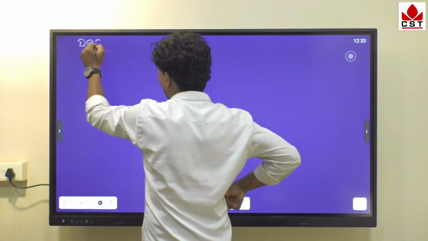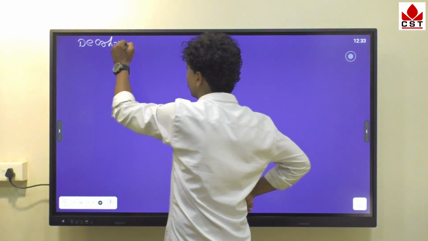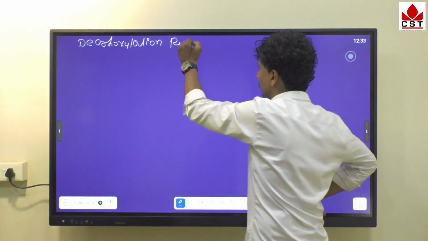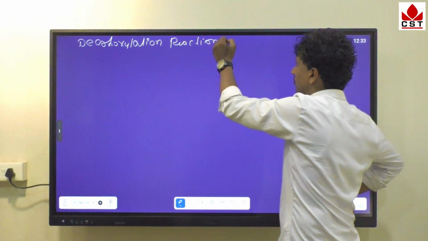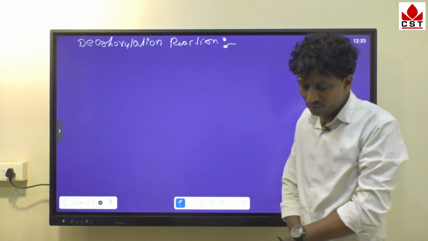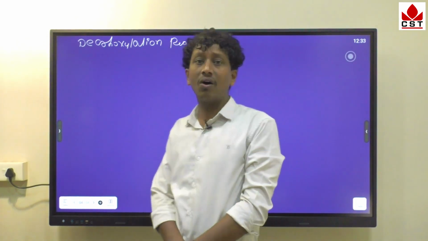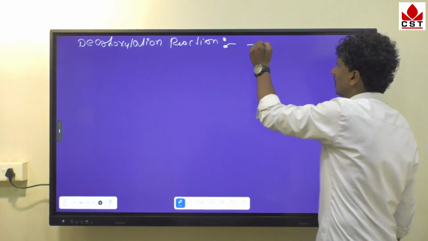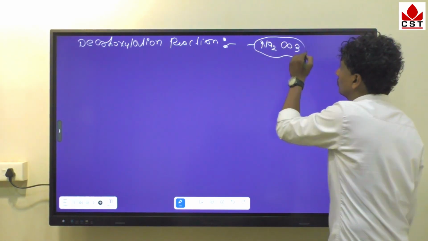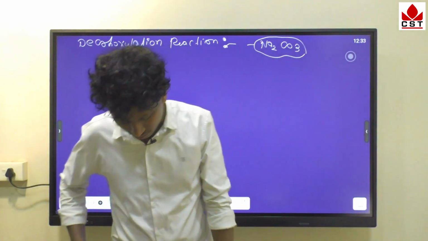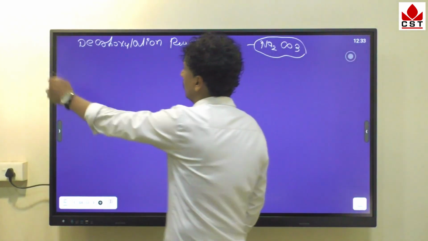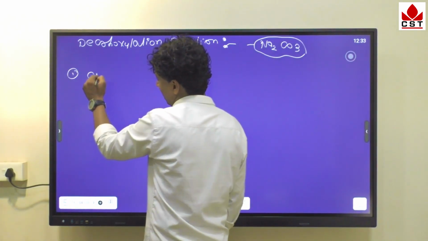Such a reaction is called a decarboxylation reaction. Decarboxylation means that in the reaction there is a loss of CO2, a minus CO2, called decarboxylation. So what about an example of that decarboxylation?